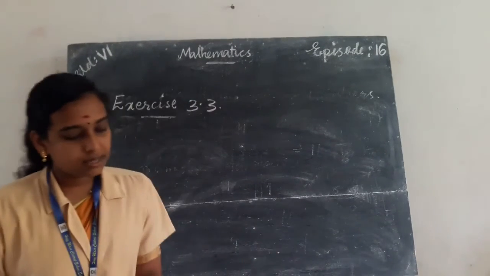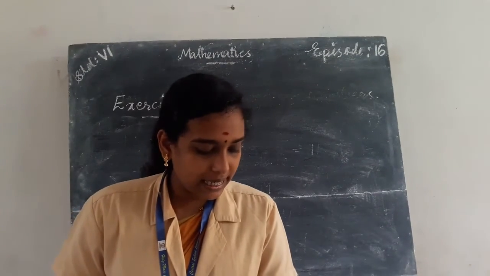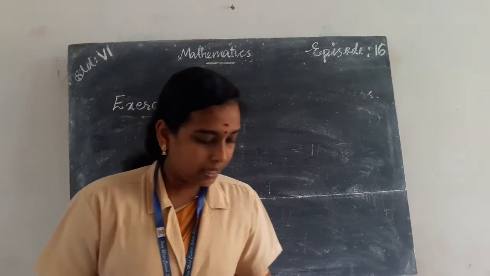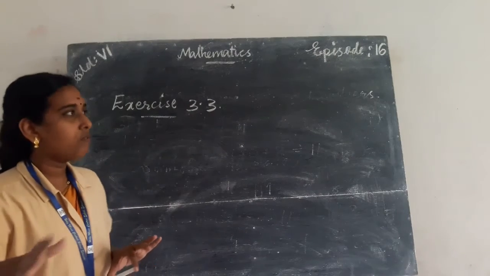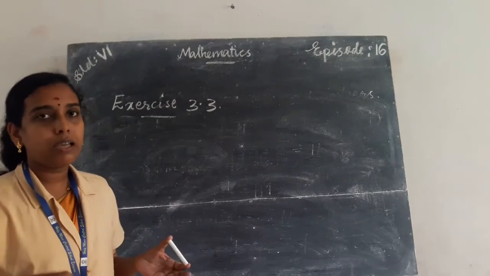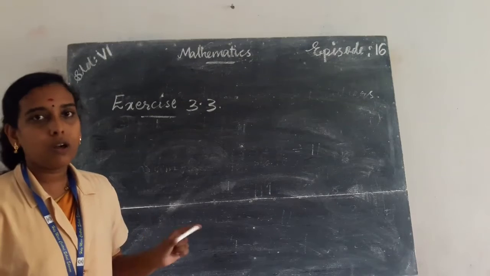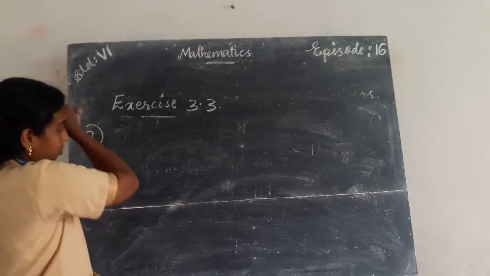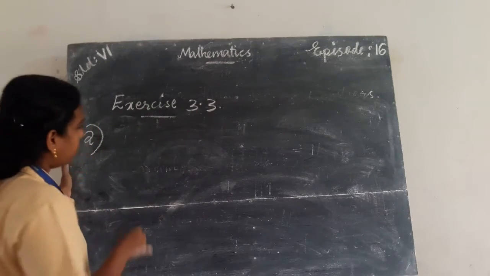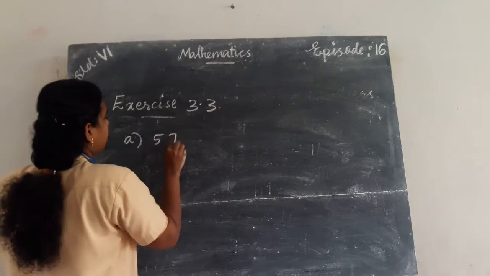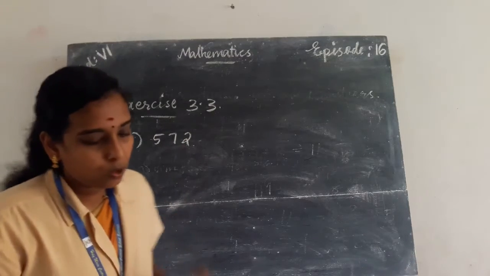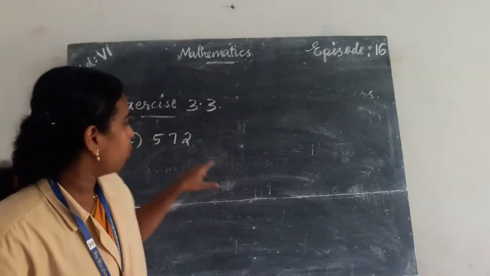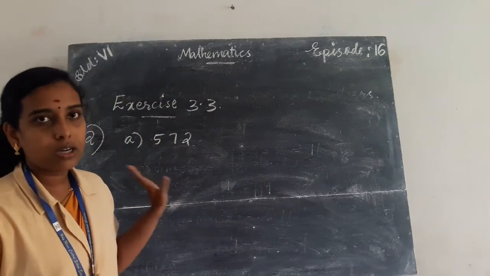The next question is question number 2. Using divisibility test, determine which of the following numbers are divisible by 4 and by 8. So some numbers are given. We want to check whether the numbers are divisible by 4 and divisible by 8 or not. Okay. So the first number is 500. Exercise 3.3, second question. Question A, 572. First we want to check if the number is divisible by 4 and then divisibility by 8.